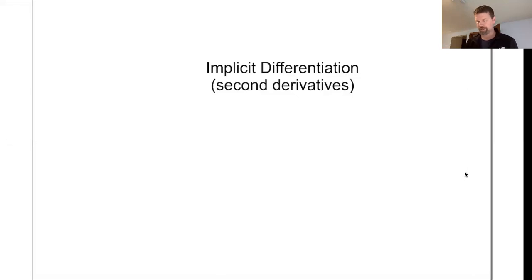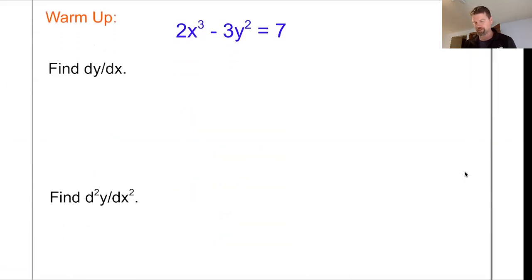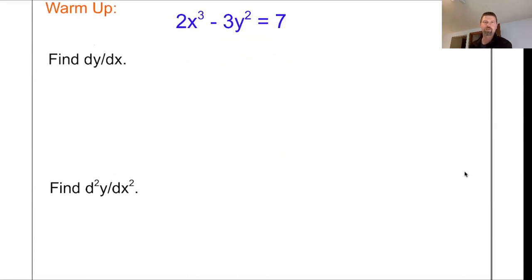Right, so today is a really short video. It's continuing implicit differentiation, but a little trick that you can find when you are taking the second derivatives. So first off, here is an equation, 2x cubed minus 3y squared equals 7. You should be able to find dy/dx using implicit differentiation. I would highly encourage you to pause the video and find dy/dx on your own.